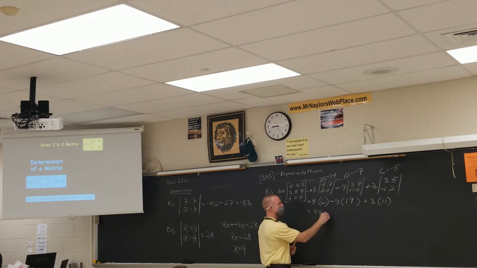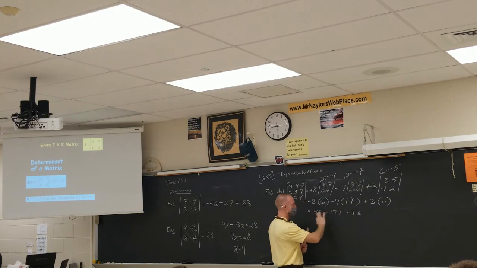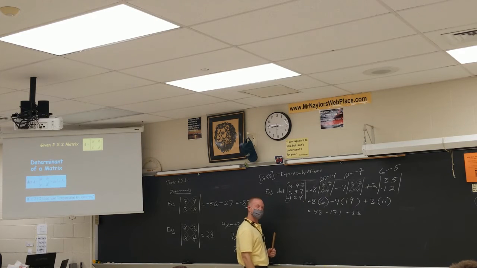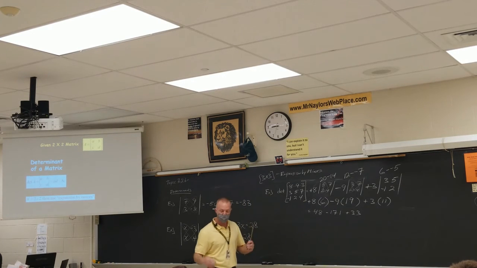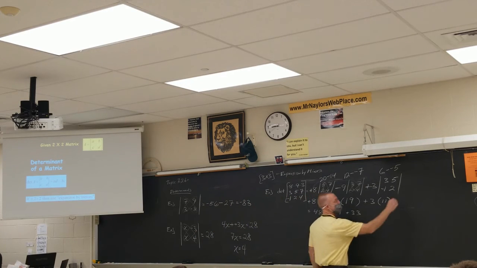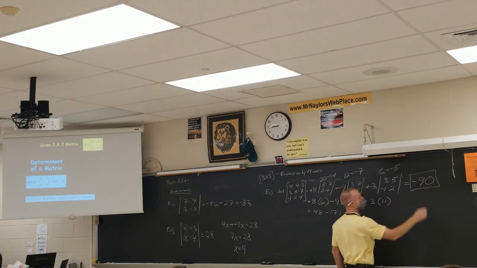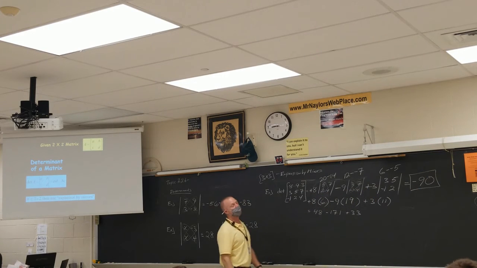But whatever you need to do, at this point, you could pop this all in a calculator. Just understand that you're basically adding and subtracting, and you end up with a number. You end up with the determinant. Okay, it equals negative 90.